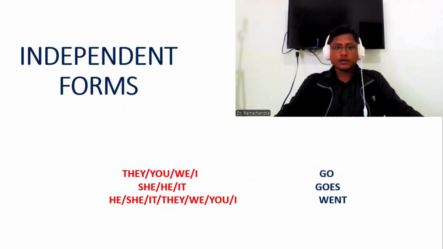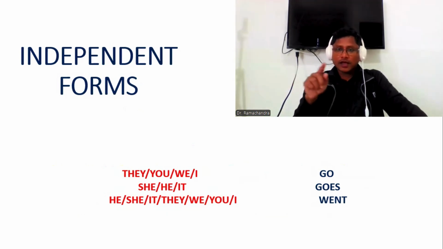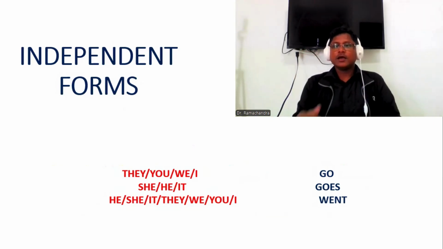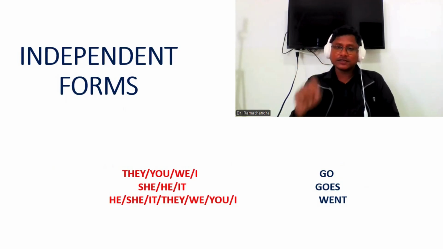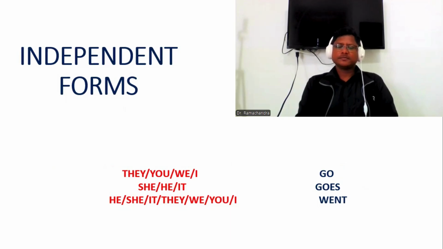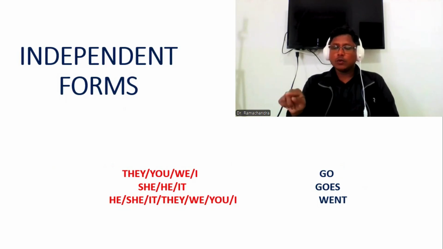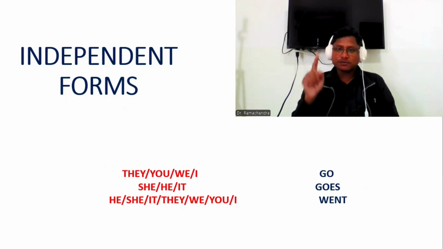Now, another important one: these are independent forms. I explained pronouns, right? When we use them: I go, we go, you go, they go. The first form we use in present tense. And the next one, third person singular: he, she, it goes, he goes, she goes. And there is a meaning at the same time, present time. And the next one, went: I went, you went, we went, they went, it went, she went, he went. It has time, and at the same time it has meaning.